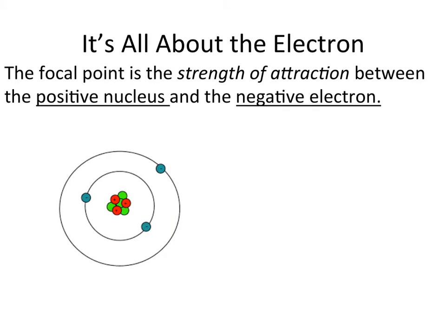So, like we said, it's all about the electron. The focal point is the strength of the attraction between the positive nucleus and the negative electron. So why is it a positive nucleus?